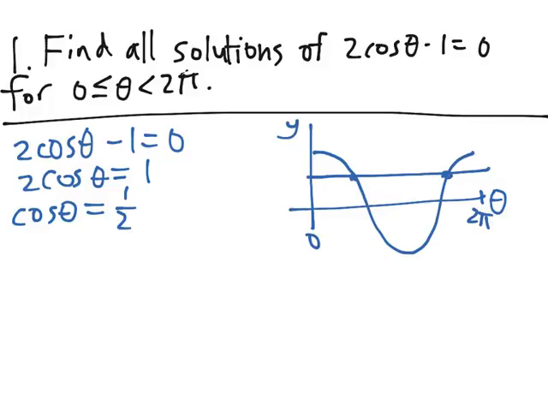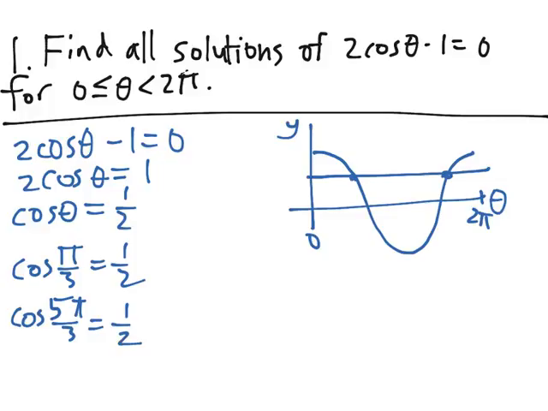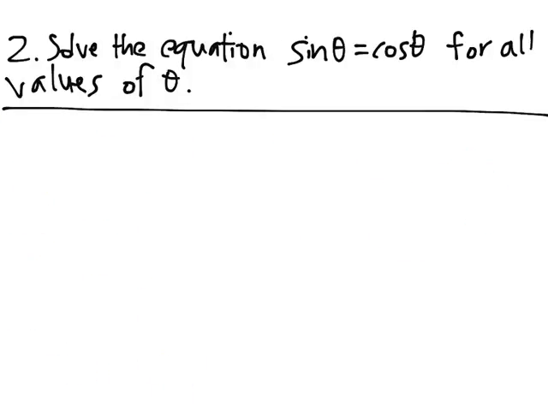We also know that cosine of pi over 3 is equal to 1/2, and that cosine of 5 pi over 3 is equal to 1/2. So the two solutions are theta is equal to pi over 3 and 5 pi over 3, at least on this interval. Problem 2. Solve the equation sine theta equals cosine theta for all values of theta.